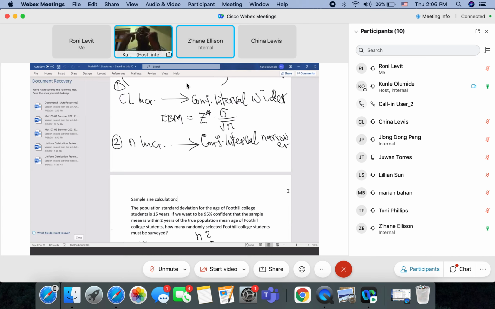That's the one that's asking you the question specifically. Prior to that, you were given a bunch of information. And then the last part of it says, how many randomly selected Foothill College students must be surveyed, with a question mark, right? So don't go by what it looks like, you're going by what you learn. But what is the specific question? It says how many randomly selected Foothill College students must be surveyed.